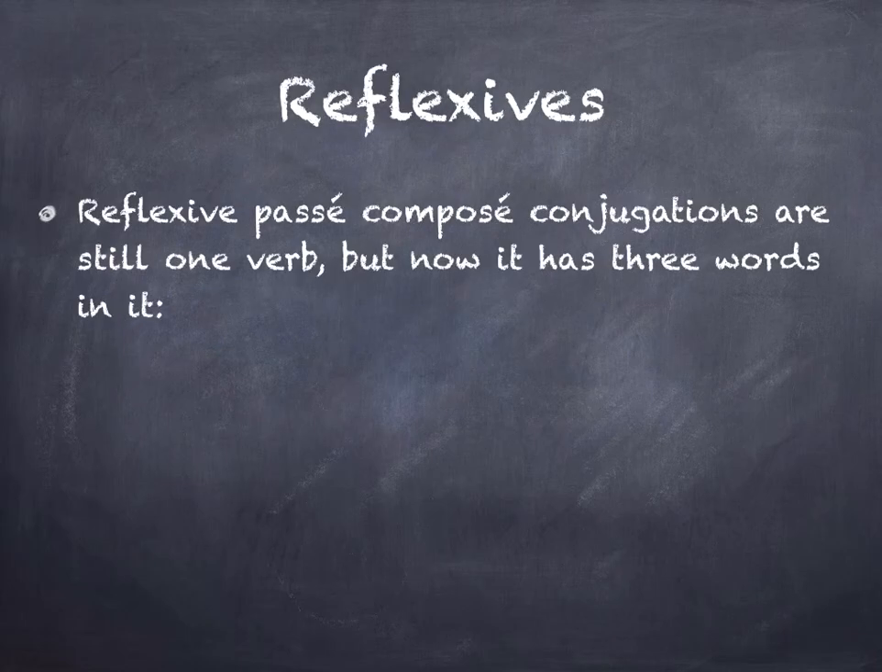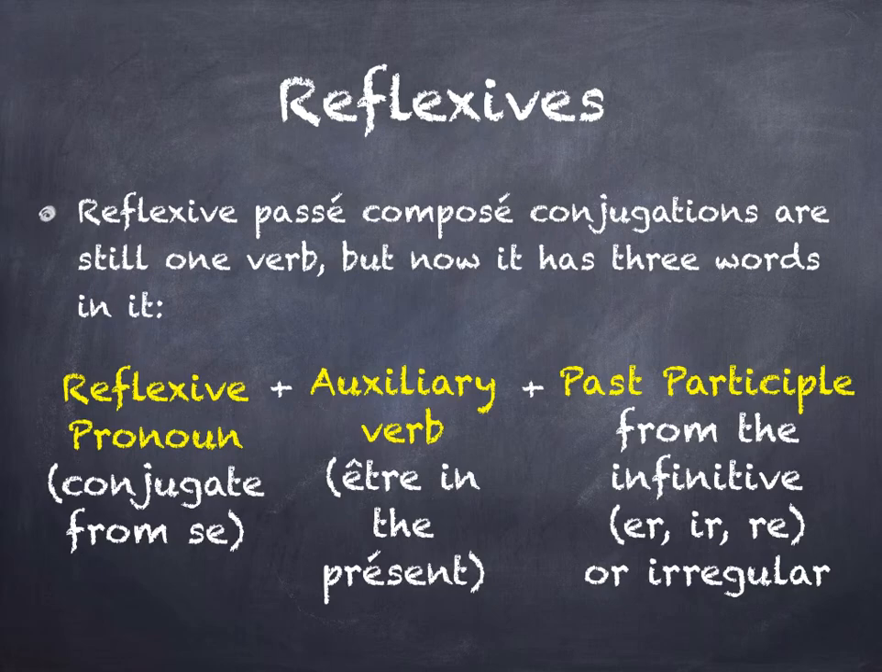In a reflexive verb, the reflexive passé composé conjugations are still one verb, but now instead of being composed of two words, it has three words. The auxiliary verb will always be être. The past participle, we form the exact same way. Either drop the ER and add é accent aigu, drop the IR, add an I, drop the RE, add a U, or memorize an irregular. The only difference between the reflexive passé composé and the non-reflexive passé composé is that reflexive pronoun at the very beginning. It's conjugated from se, the exact same way we did in our last unit.